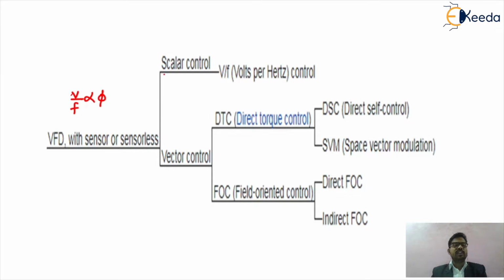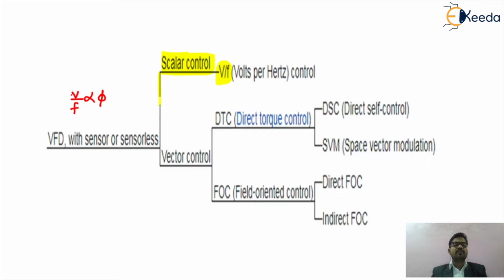The first speed control technique is called scalar control. So what do we mean by scalar control? In scalar control we directly control the V by F ratio, keeping it constant, so we can keep the value of the flux constant. This technique of speed control we call scalar control of the induction motor.